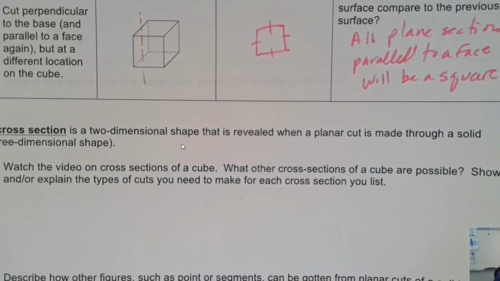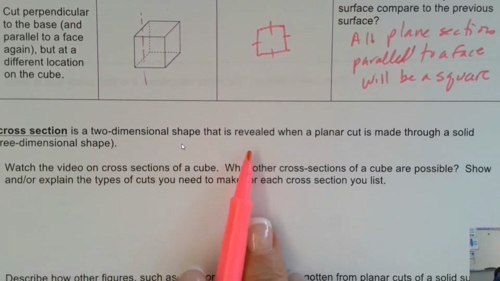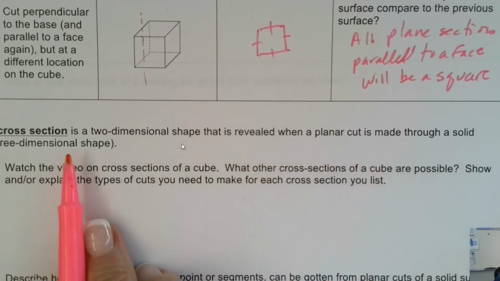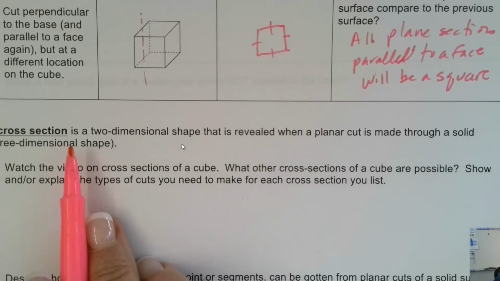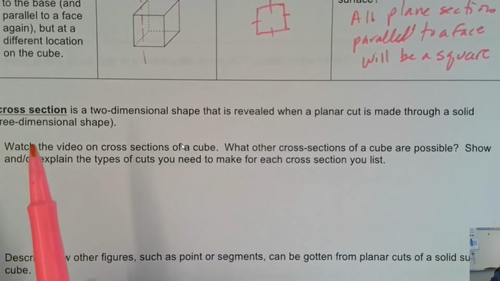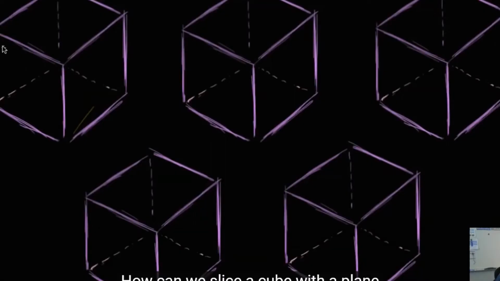Okay, so the definition of a cross section is a two-dimensional shape that is revealed when a planar cut is made through a solid three-dimensional shape. So that's the official definition. Now we're going to watch a video on cross sections of a cube, and then consider what other cross sections of a cube are possible, and show and explain the types of cuts you need to make for each cross section.